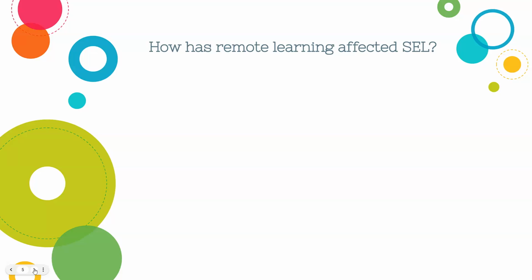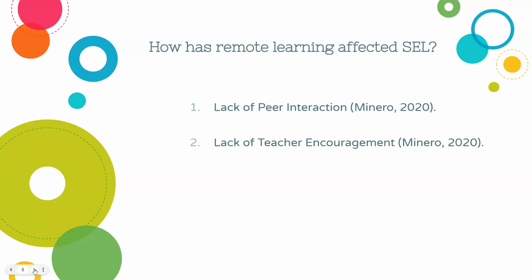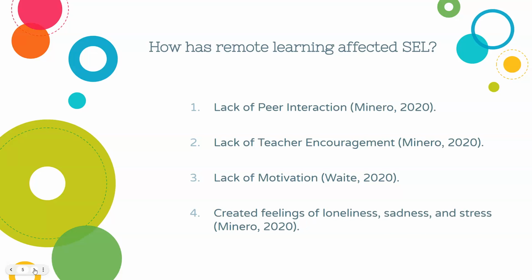But how has remote learning affected SEL? Well, since our students are now sometimes behind a screen and doing remote instruction, there is a lack of peer interaction. There's a lack of teacher encouragement, which can lead to a lack of motivation in our students, and hence creates feelings of loneliness, sadness, and unfortunately stress in our students. So our students miss coming to school and seeing their friends. They miss working together, and that takes its toll.